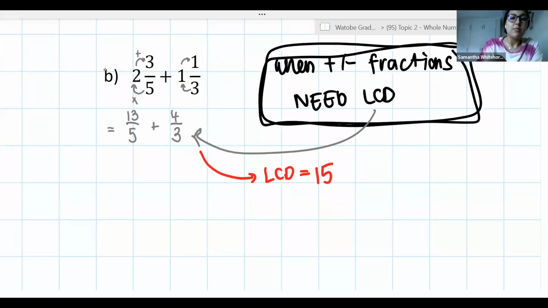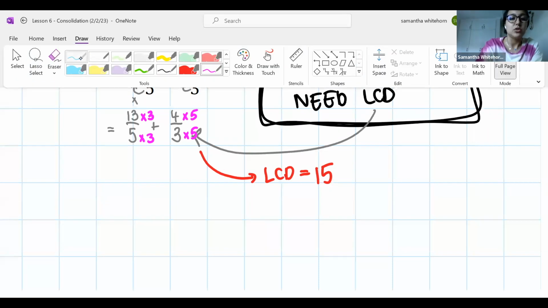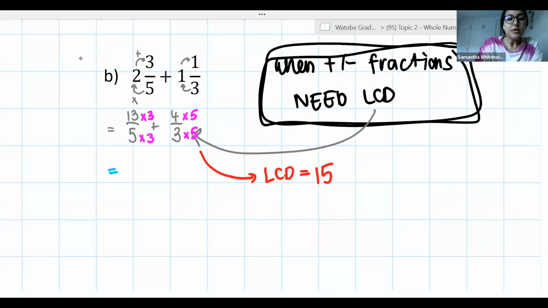Now I want to make both of those fractions have a denominator of 15. So I know if I times 5 by 3, I'll get 15. But what I do to the bottom, I must do to the top. And if I times 3 by 5 in my second fraction, my denominator will be 15. But again, what I do to the bottom, I must do to the top. 13 times 3 is 39, so 39 over 15, plus 4 times 5 is 20 over 15.